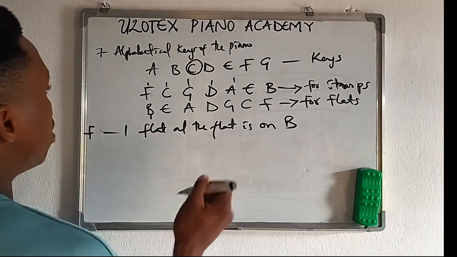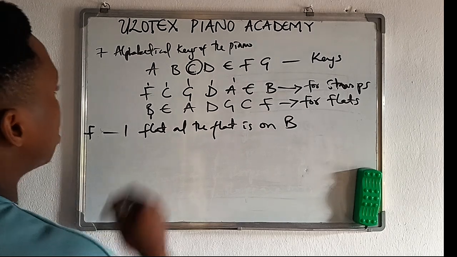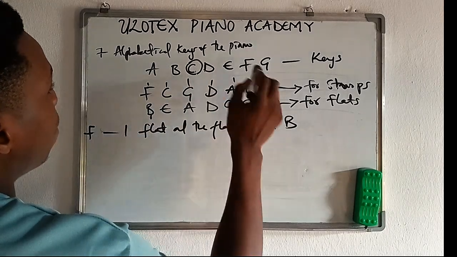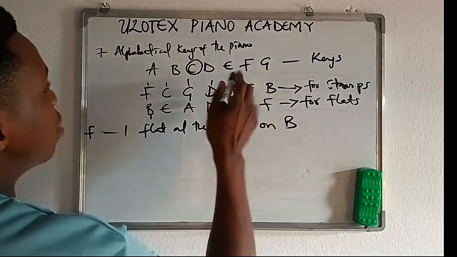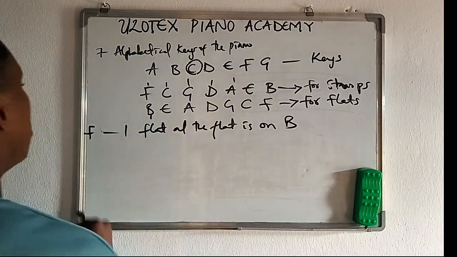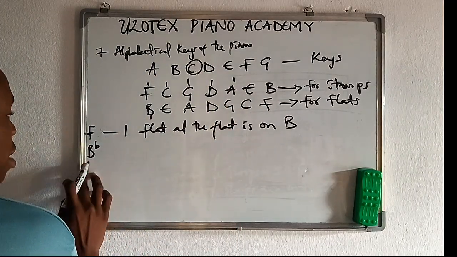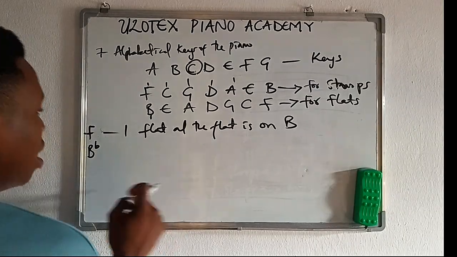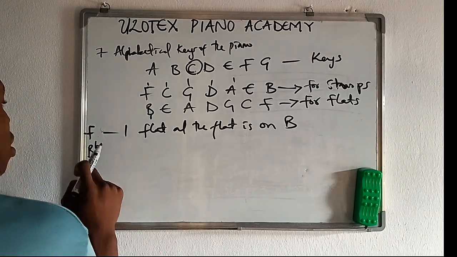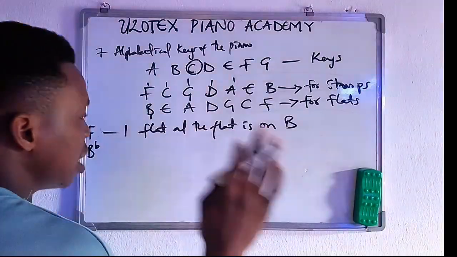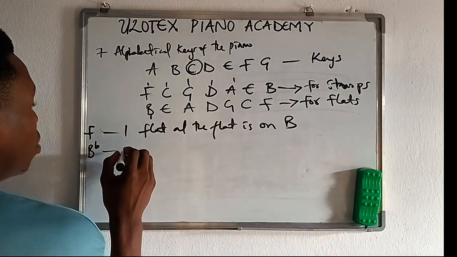So now let's continue. We stopped at F. So let's go again. 1, 2, 3, 4, 5. So we have the key of B flat. So note that B flat and B are not the same. B flat is a key on its own, and B major is another key on its own. So we do it this way again.